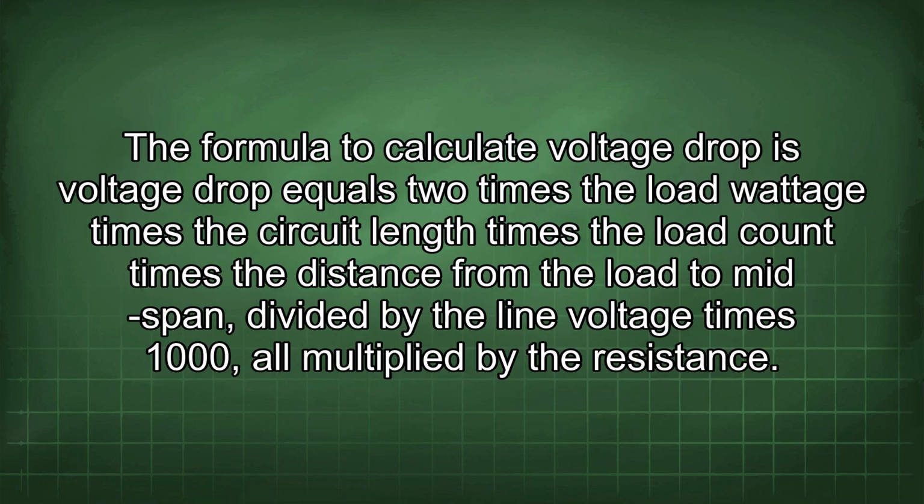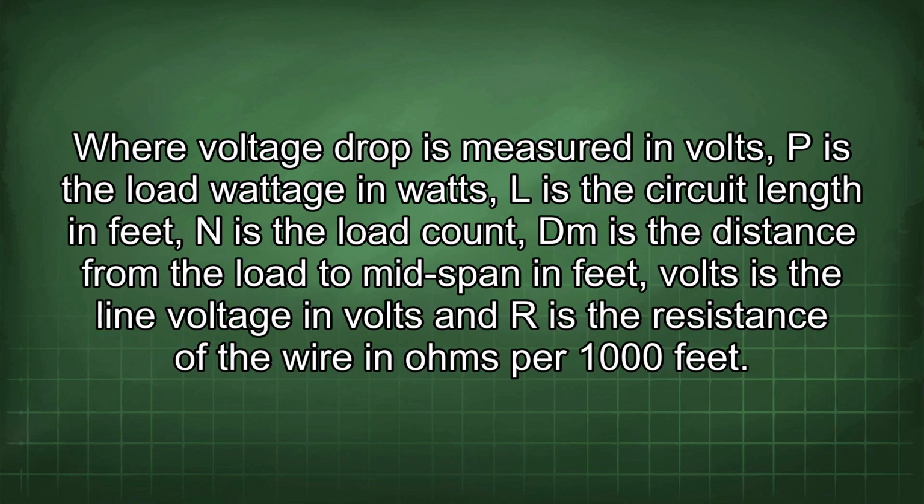The formula to calculate voltage drop is: voltage drop equals 2 times the load wattage times the circuit length times the load count times the distance from the load to midspan, divided by the line voltage times 1000, all multiplied by the resistance. Where voltage drop is measured in volts, P is the load wattage in watts, L is the circuit length in feet, N is the load count, dm is the distance from the load to midspan in feet, volts is the line voltage in volts, and R is the resistance of the wire in ohms per 1000 feet.